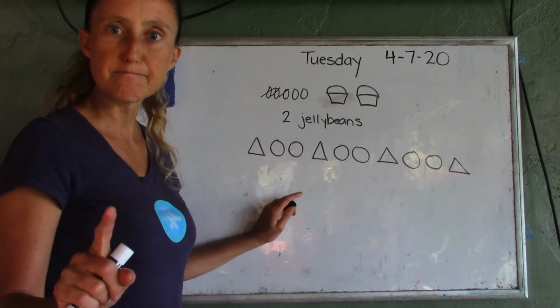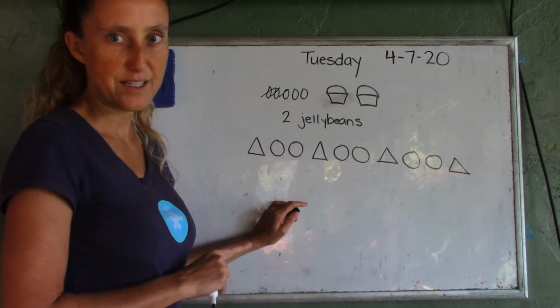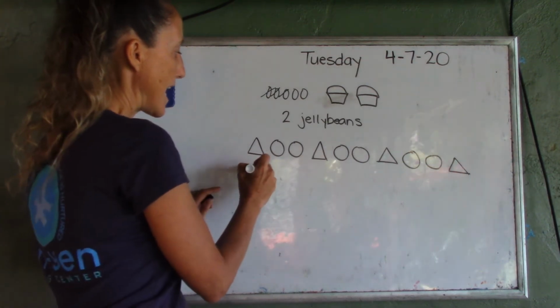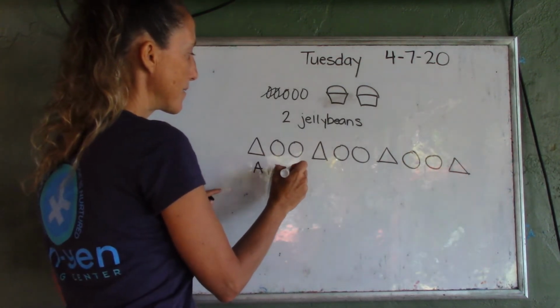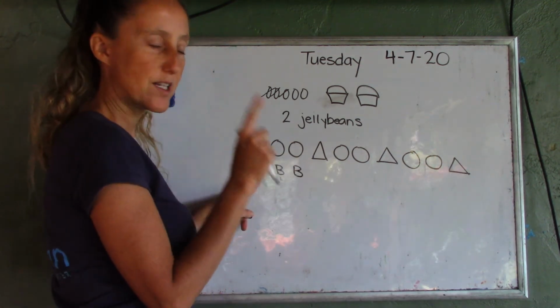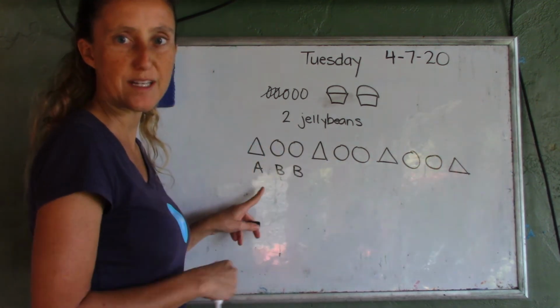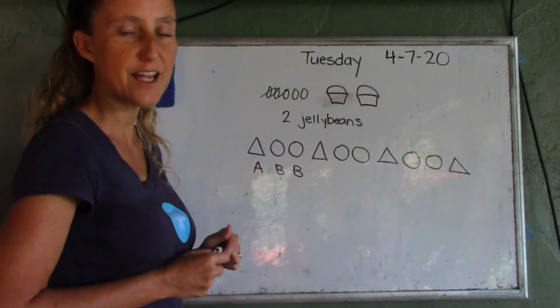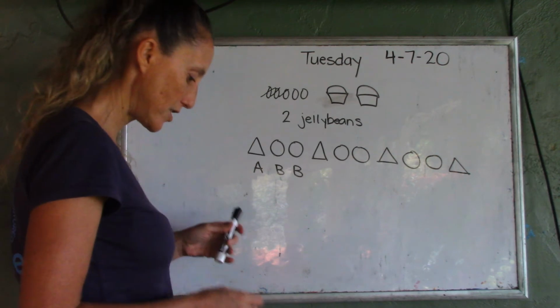But I have a question. What kind of pattern is this? It's an A, B, B. It repeats. It does the first shape just once, but it repeats the second shape twice. So we call that an A, B, B pattern. Okay, you'll be working more of that in your worksheets.